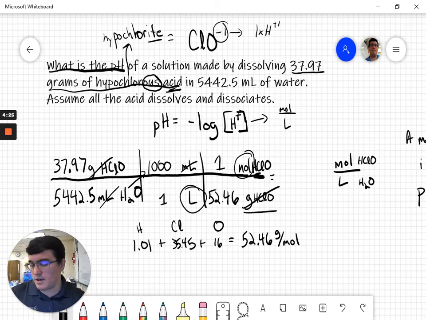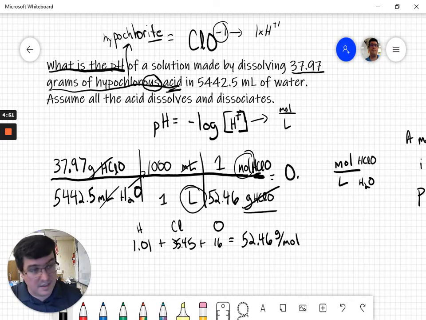So now we plug this into our calculator. Our trusty, dusty calculator. We hit on, and we go 37.97 times 1,000 divided by 5442.5 divided by 52.46 equals 0.133. I'm going to put 3 decimal places down on this, and I'm going to tell you why.